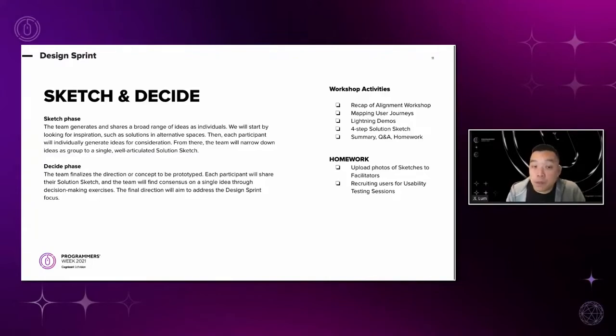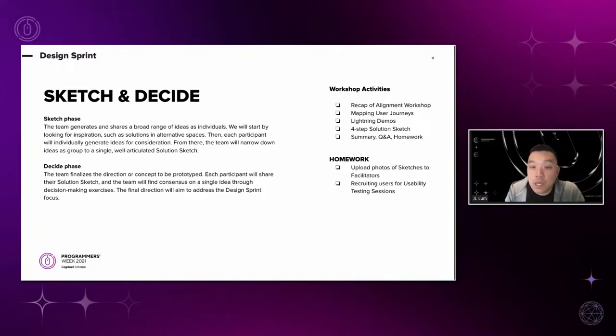And then if you remember the homework that we assigned everyone, which was to find inspiration, those are what we call the lightning demos. Each participant is going to get to share the inspiration that they found. And this should help get everyone's creative juices flowing. It's the perfect prime for the next exercise. They would have seen the ideas and hopefully sparked their own ideas for the solution sketch.